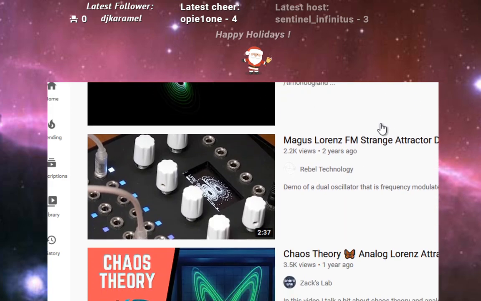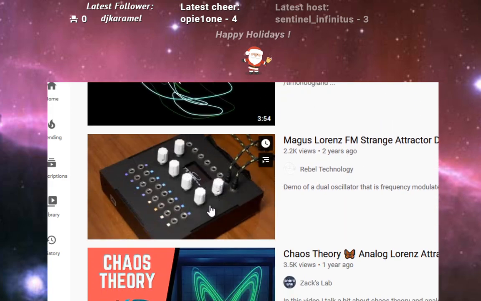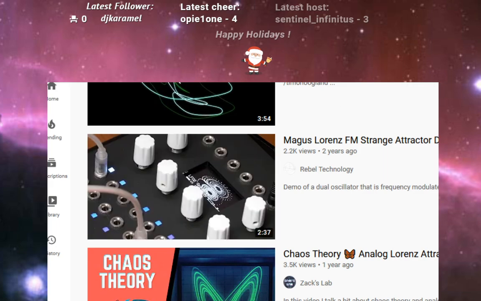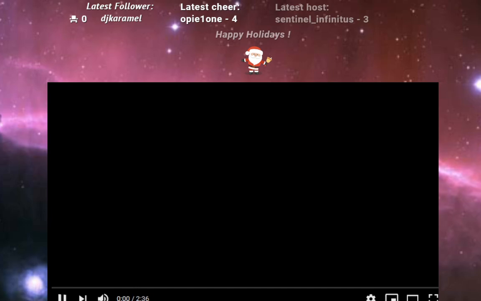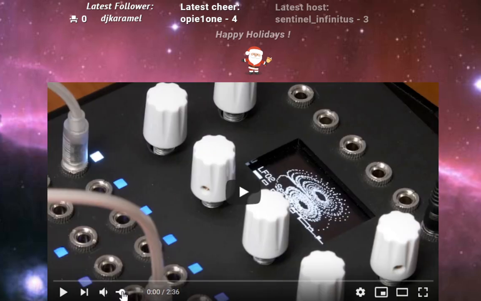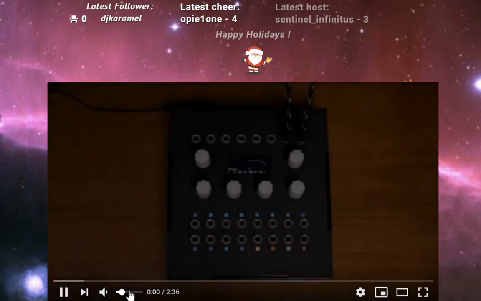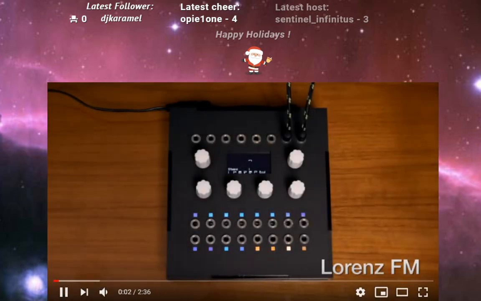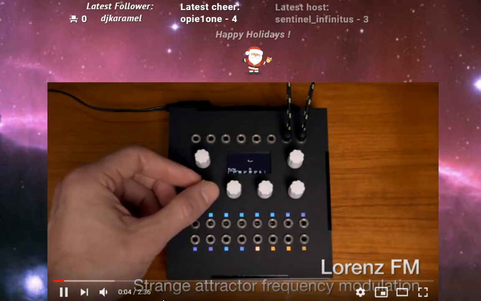Now I don't know what this is. Someone's actually built a device that has a picture of attractors on. I saw this a while ago. Demo of a dual oscillator that is frequency modulated by a Lorenz Attractor. I doubt that very seriously. I saw this before. I wasn't very impressed. I don't remember, actually.